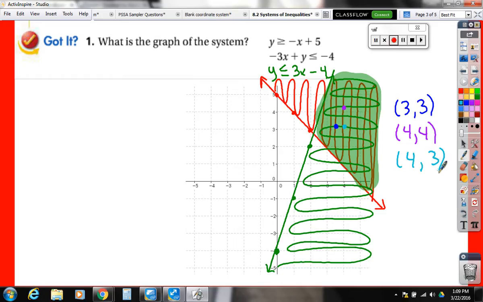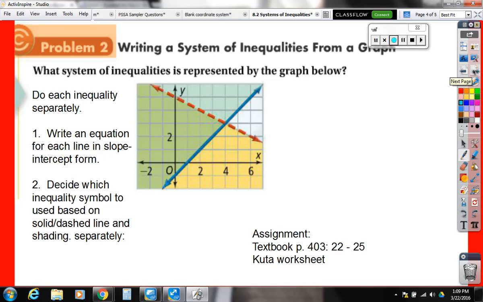Okay, good job. Does that make sense to everyone? Yep. Okay, let's look at the next slide. This one, we're gonna go backwards. So we're gonna start with a graph, and we're gonna write a system of inequalities. It asks which system of inequalities is represented by the graph below. The steps I gave you are, first, write an equation for each line in slope-intercept form, and then decide what inequality symbol to use based on solid or dashed line and shading.